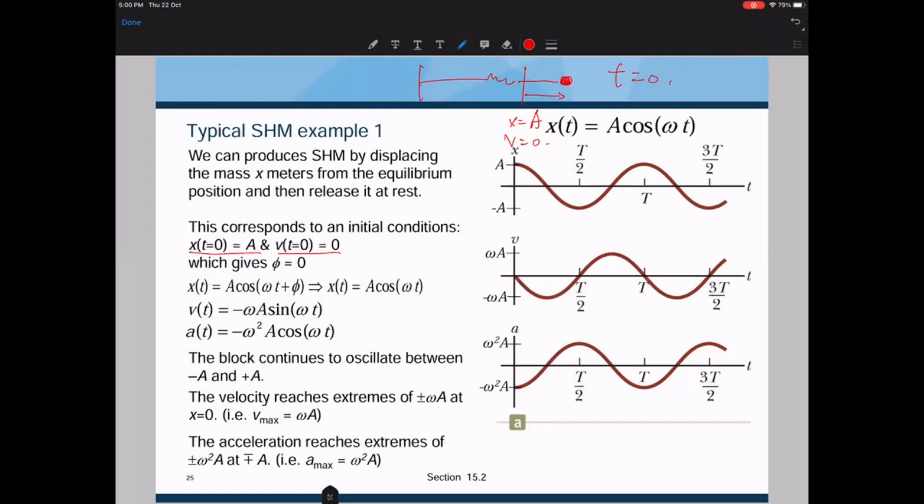Now, with that, we could put it into the general solution form, x(t) equals A cosine (omega t plus phi). When t is 0, x is equal to A. So t is 0, omega t becomes 0. And A cosine phi is equal to A means that cosine phi is equal to 1. Phi has to be equal to 0. So that is why phi is 0. And therefore, the whole solution for x becomes A cosine omega t.